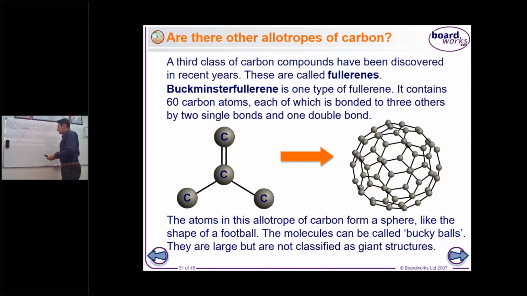Buckminster fullerene consists of pentagons and hexagons because its shape looks like a football. We call them buckyballs. In C60, 60 carbons join each other using pentagons and hexagons. In this allotrope, carbon forms the shape of a football, and the molecules can be called buckyballs. They are large, but they are not classified as giant structures. Further information you will see in the higher levels. Just remember again that it has weak force attractions.